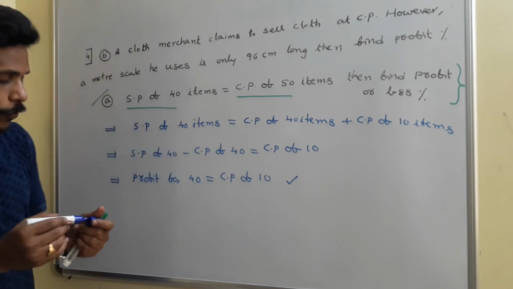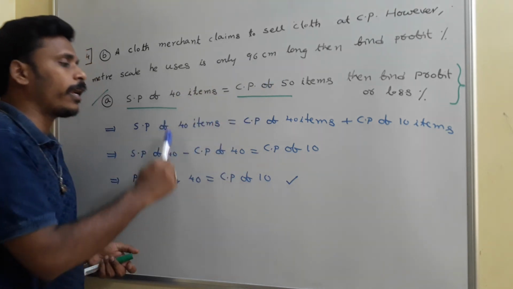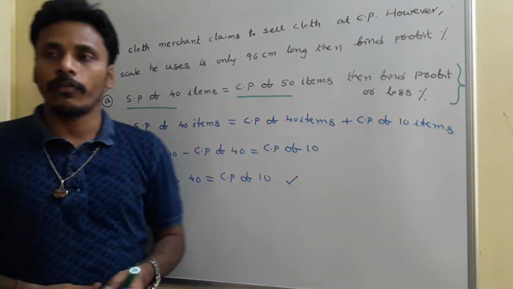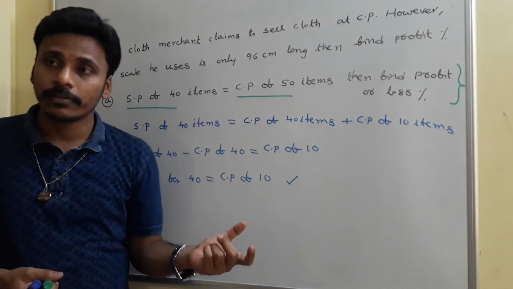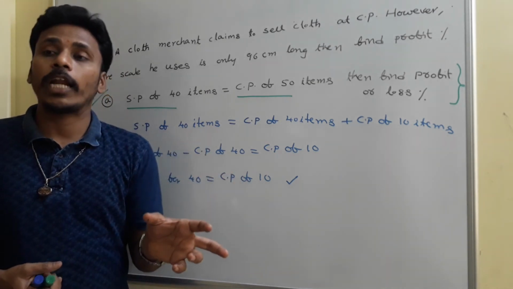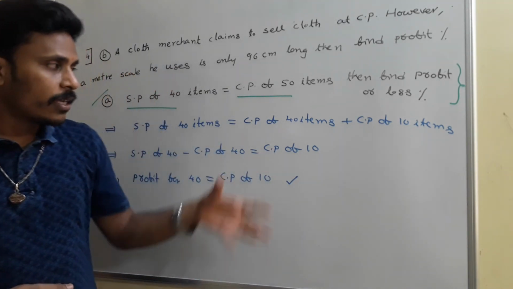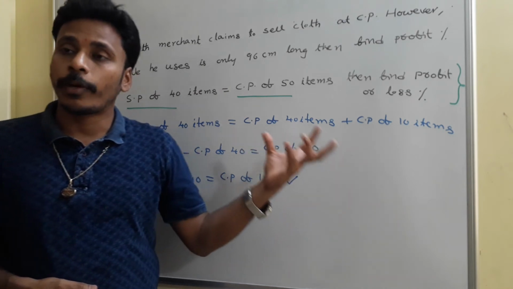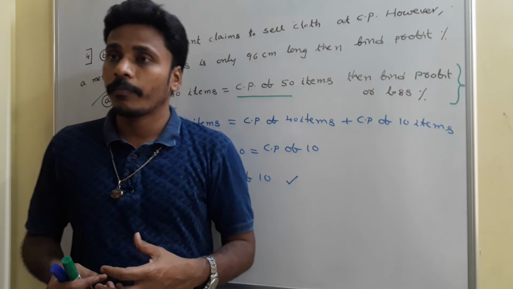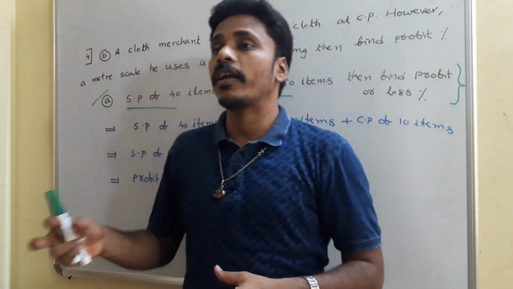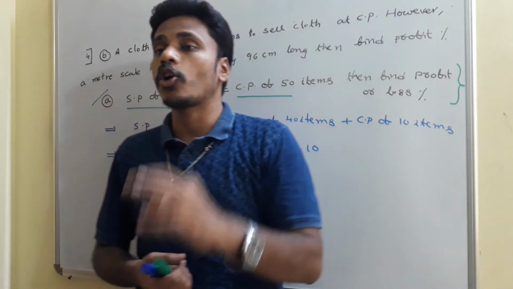If you analyze the problem, 40 items, 50 items, 10 items, a number of items are involved. Since there is a profit for 40 items, we need to calculate the profit percentage on those 40 items only. In this particular context, if the number of items is different, then you may get different amounts of profit and loss, but the profit percentage is always the same.